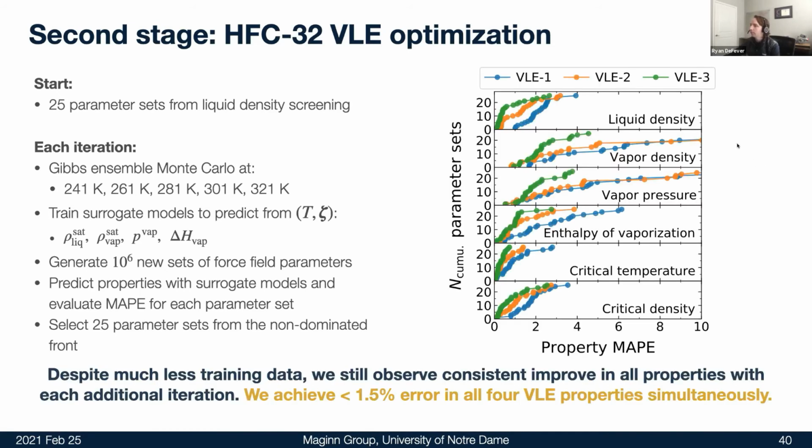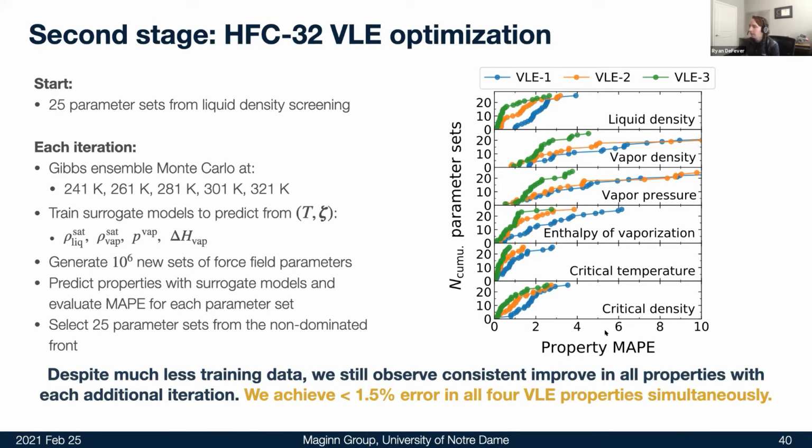And when you look at the results, here we have the results for each property. The different colors are the different iterations. And for every property you see here, we see improvement going from iteration 1 to iteration 2 to iteration 3. So up and to the left is improvement, because that means you're getting more parameter sets with lower values of the mean absolute percent error for that property.